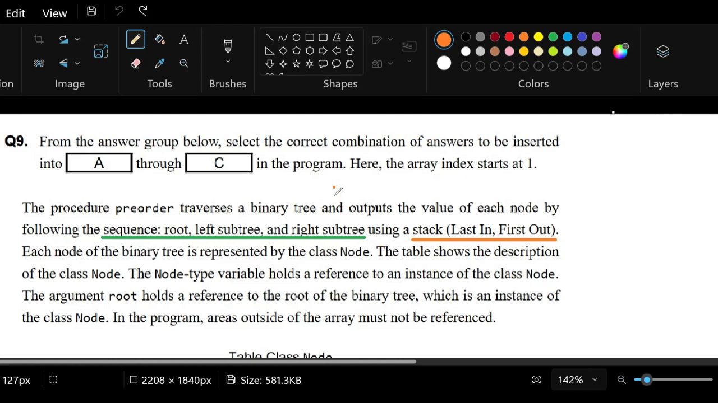Question number 9 of the PhilNITS FE afternoon portion of the exam. In this question, we are given a procedure called preorder that traverses a binary tree and outputs the value of each node by following the sequence root, left subtree, and right subtree using a stack, last in first out.